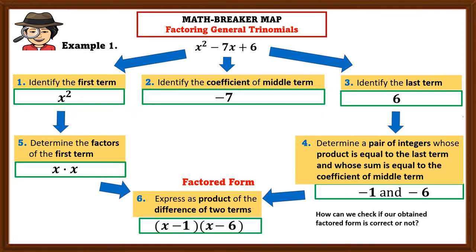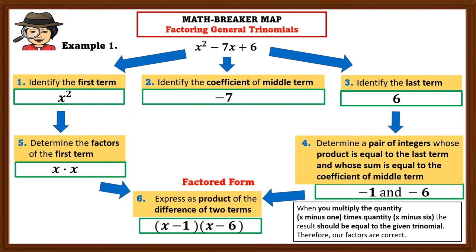How can we check if our obtained factored form is correct or not? When you multiply the quantity x minus 1 times the quantity x minus 6, the result should be equal to the given general trinomial, x squared minus 7x plus 6. Therefore, our factors are correct.